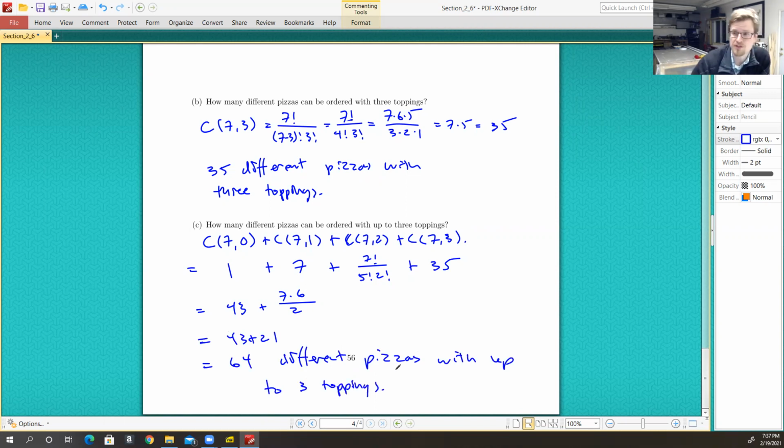So it's just a few more examples in counting. But that's the last example. That's it. End of the section.